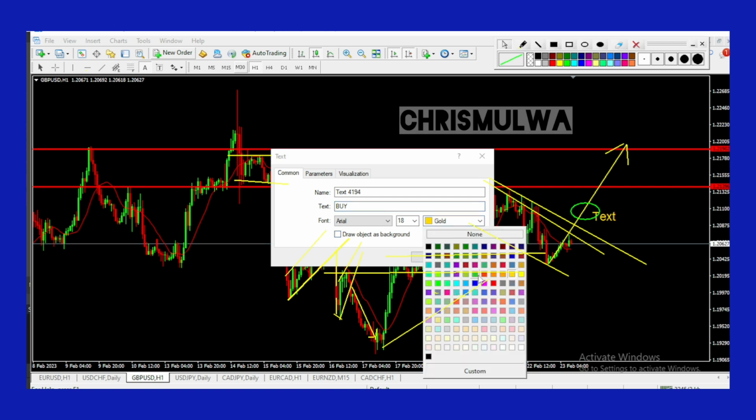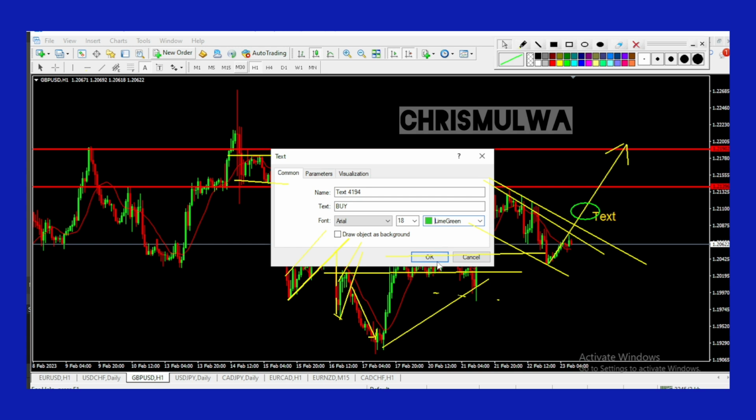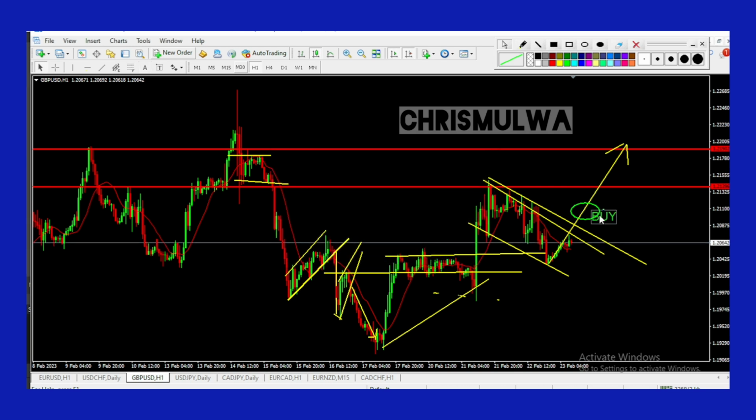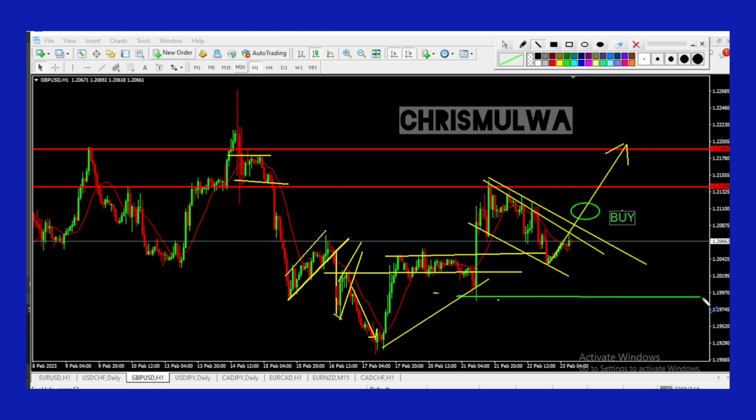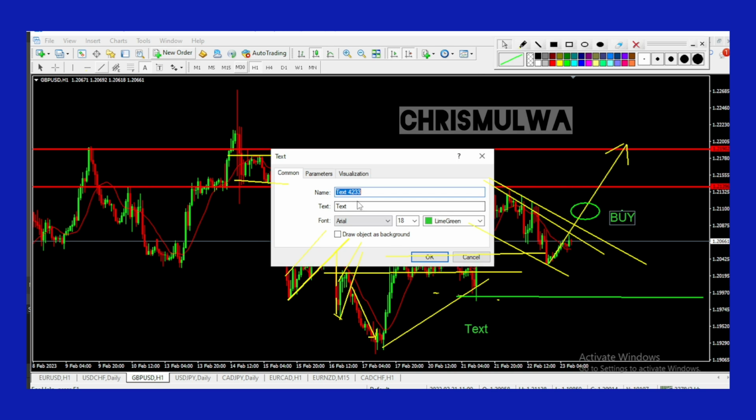Use our green for buy, the line. So we buy there, then we place our stop loss here. So our stop loss, place our stop loss here. Ensure that you always place your stop loss.